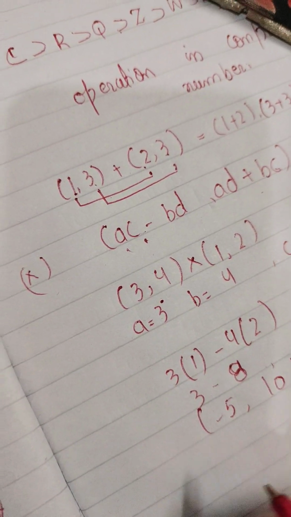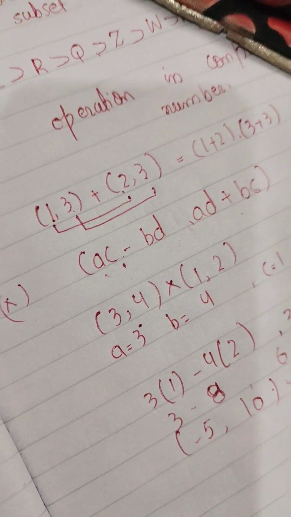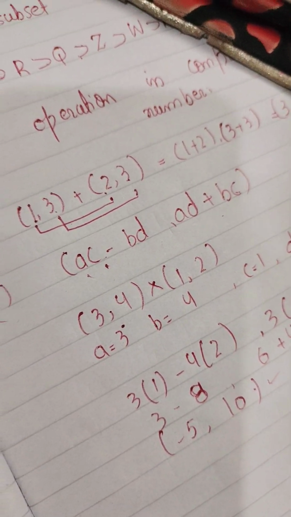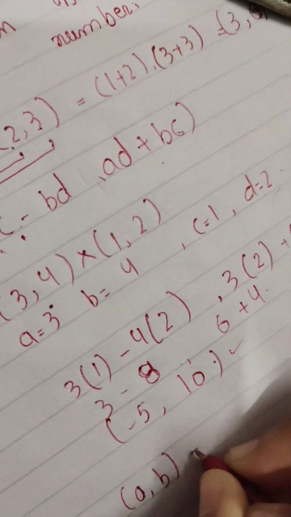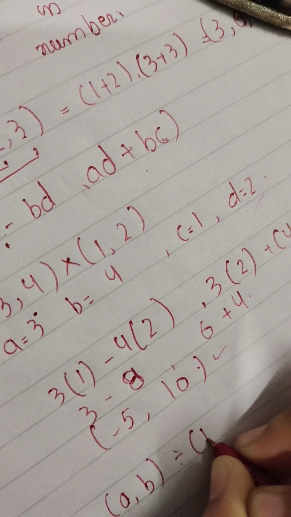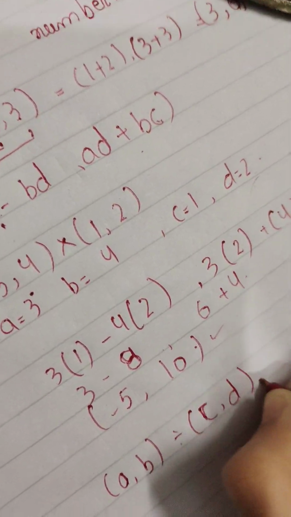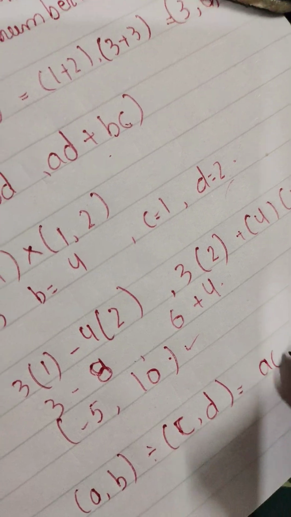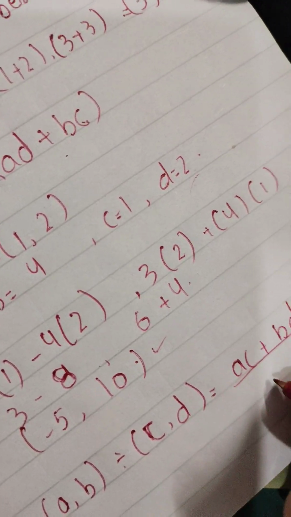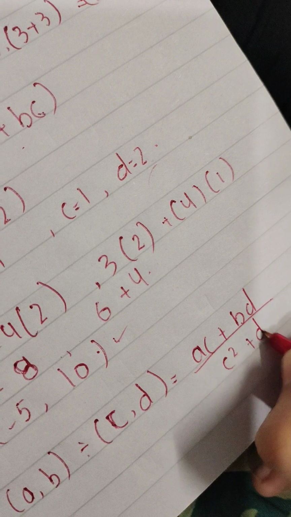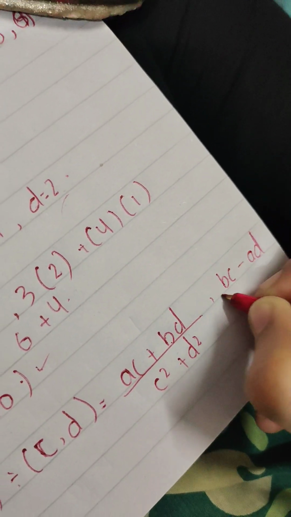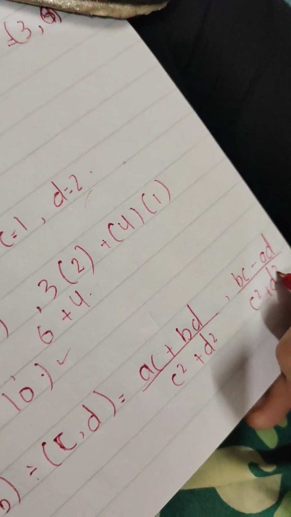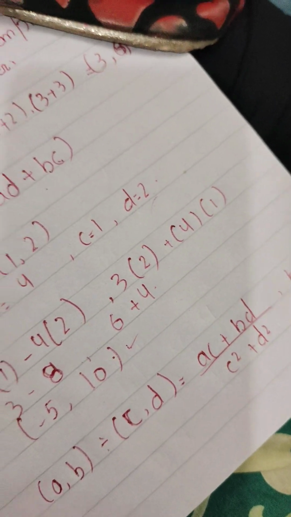Now for division, we have another formula, and that is, again, (A, B) divided by (C, D) is equal to (AC plus BD) upon (C square plus D square), then (BC minus AD) upon (C square plus D square). This is quite a simple formula. So our last topic is remaining to be done.